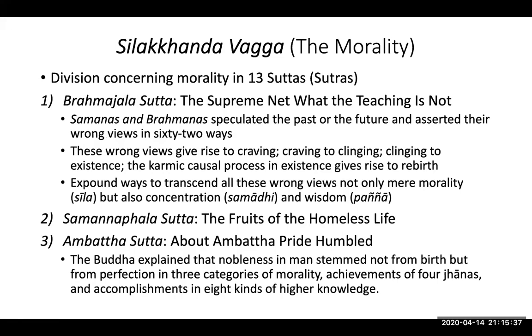Go back to the Digha Nikaya, the first division, Silakkhanda Vagga. In Silakkhanda Vagga, several sutras provide pragmatic guidelines to make the Dhamma meaningful and applicable to daily life. The Buddha's Noble Eightfold Path leads to spiritual purification at three levels. First is Sila, which means moral purity through right conduct. The second level is Samadhi, purity of mind through concentration. The third level is Panya, knowledge, purity of insight through vipassana meditation. These three levels compose the Buddha's Noble Eightfold Path.